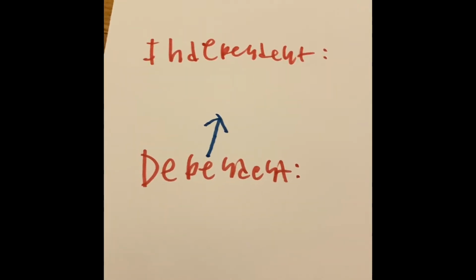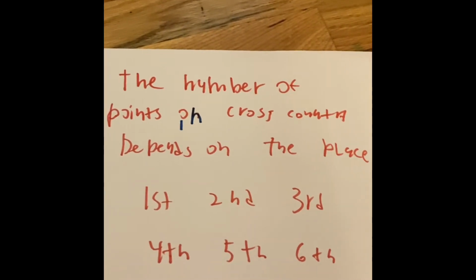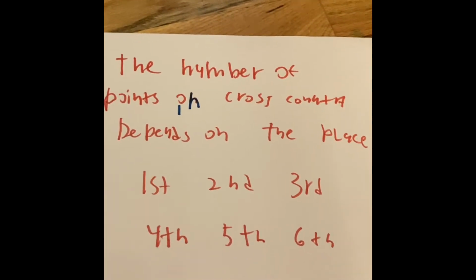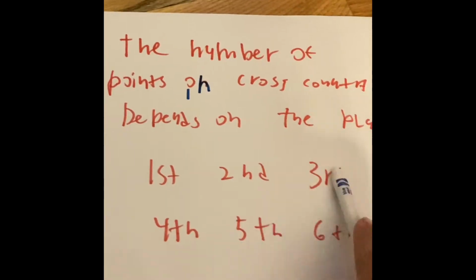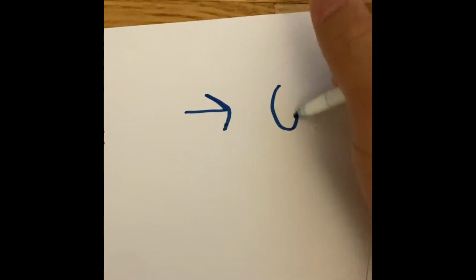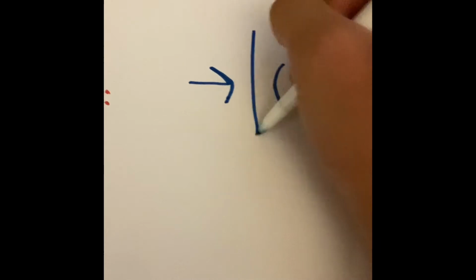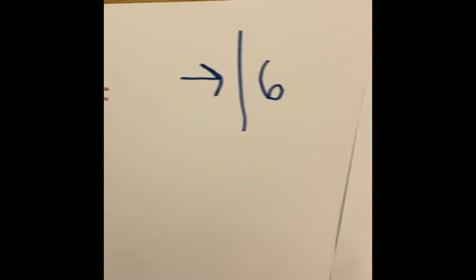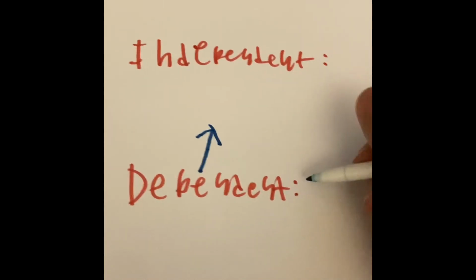Here is our example. The number of points in cross country depends on the place. So when we say place, we're referring to these kinds of places. And what you've got to do is cross that finish line in order to score points. The thing is, you can't score points right before crossing the finish line. So we can sense that there's an independent and a dependent variable.